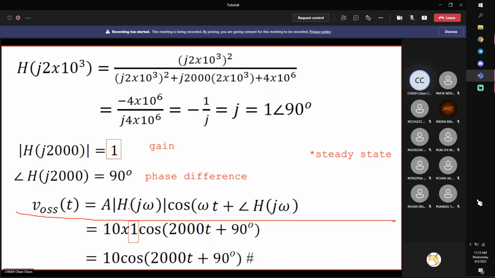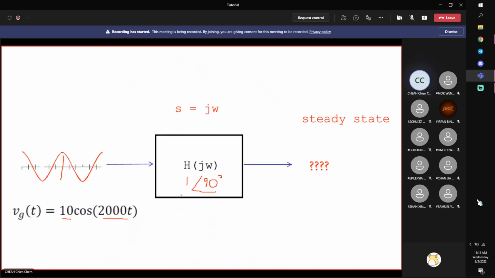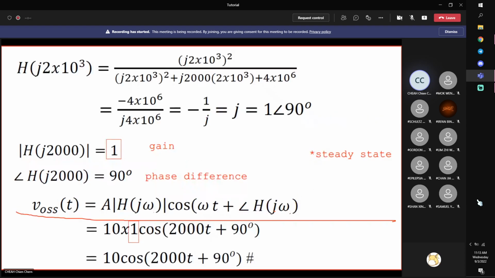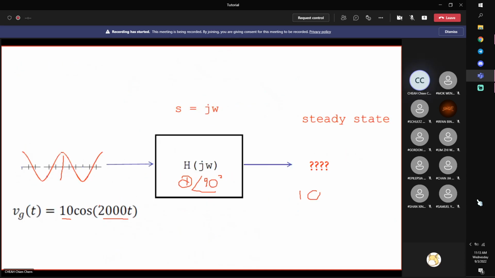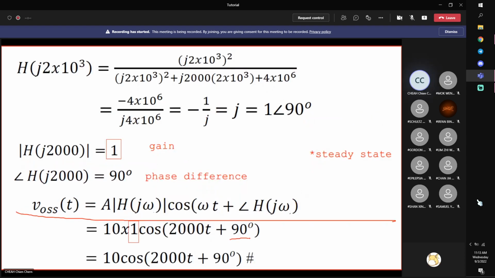So 10, right? Input amplitude 10 times 1 gives you the output amplitude is also 10. Now if the gain is 2, then it becomes 20, right? Gain is 10, it becomes 100. So this is the amplitude of your output. It is easier to understand. Okay, the other one is just phase shift. That means that if your input is 200t, then it will be shifted, right, by 90 degree. Then it becomes 200t plus 90 at steady state.